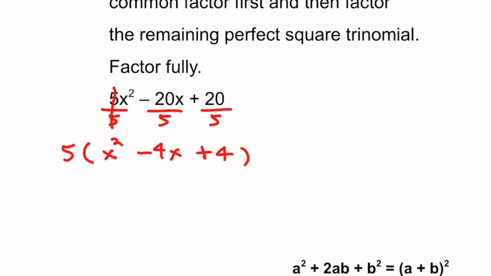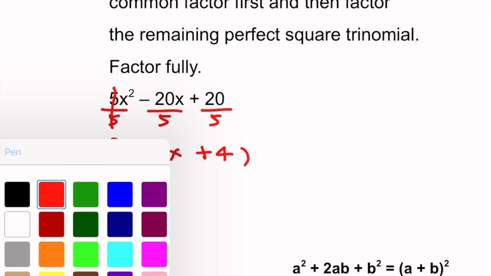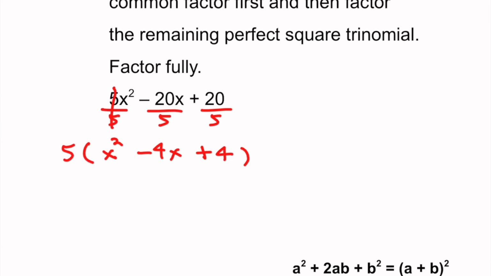Okay, so now we look at our first and last terms. The first term is technically an x squared. We know that's a perfect square. And the last term is a 4. We know that's a perfect square. So we're thinking this is probably a perfect square trinomial. So let's do the full check.